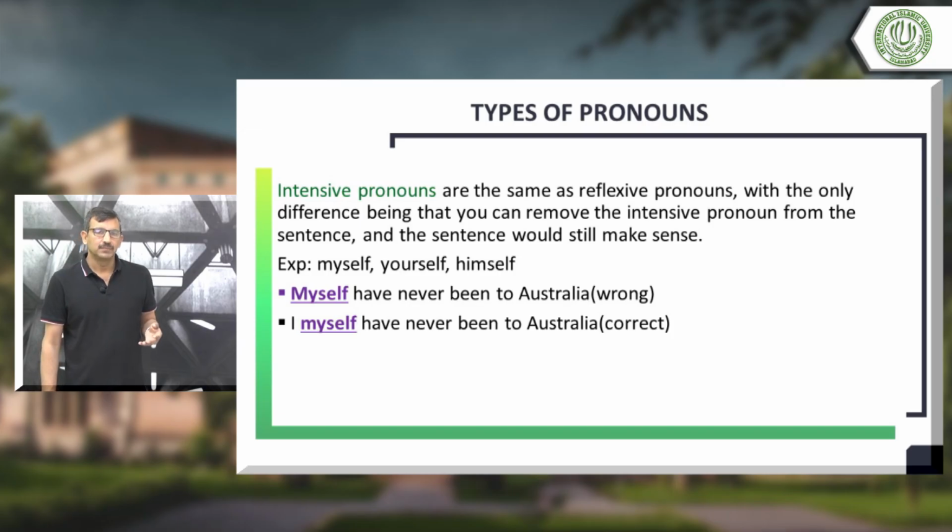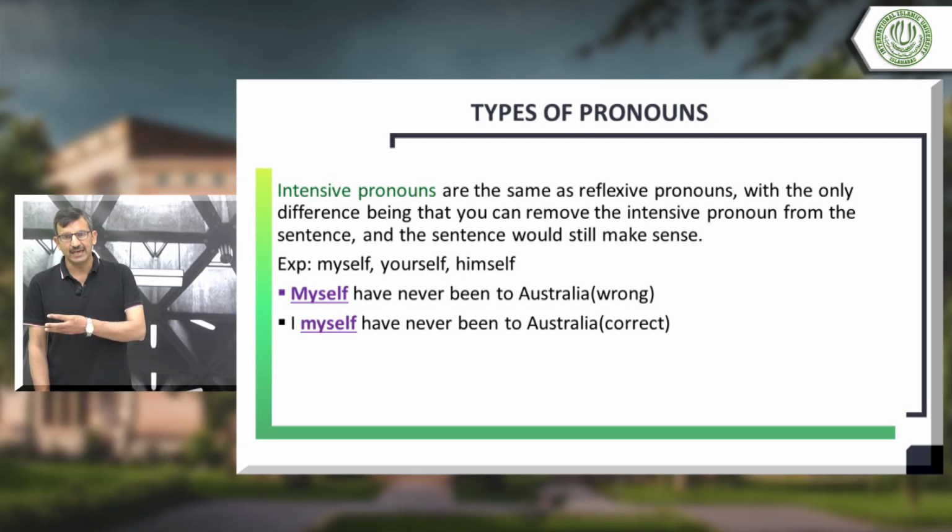For example, myself have never been to Australia. This is a wrong sentence. This is the intensive pronoun myself. But when I say I myself have never been to Australia, this is a correct sentence. Myself is an intensive pronoun. Even if we remove the intensive pronoun myself from the sentence, it still makes sense. I have never been to Australia.